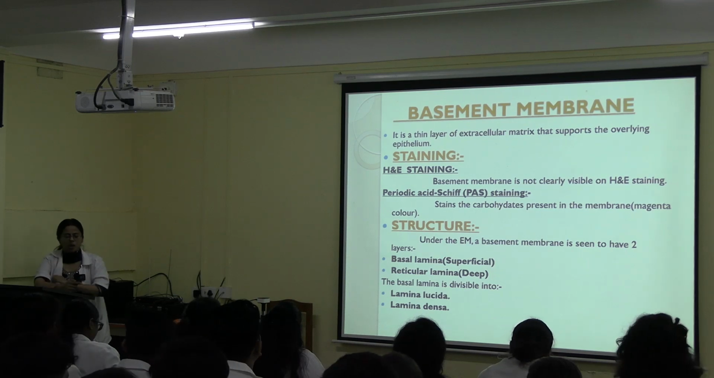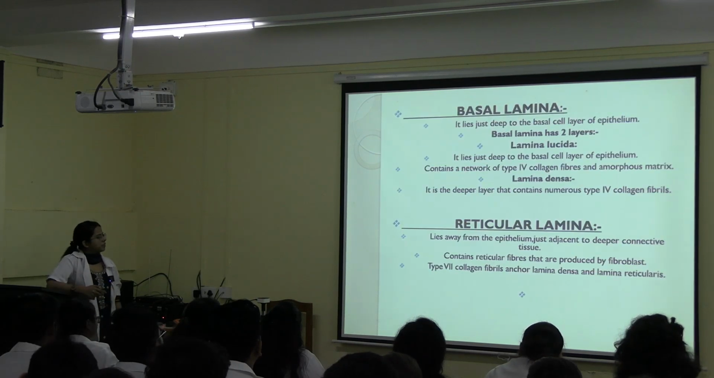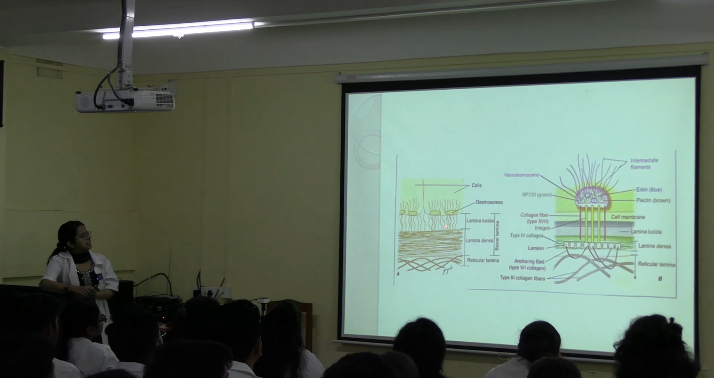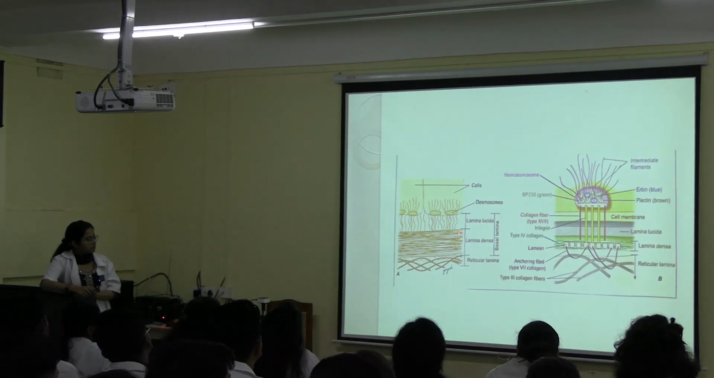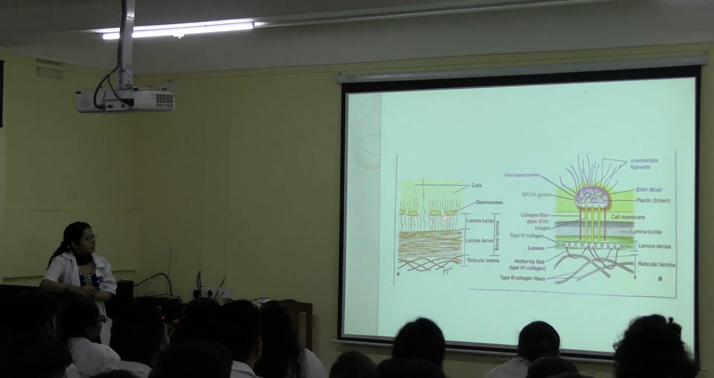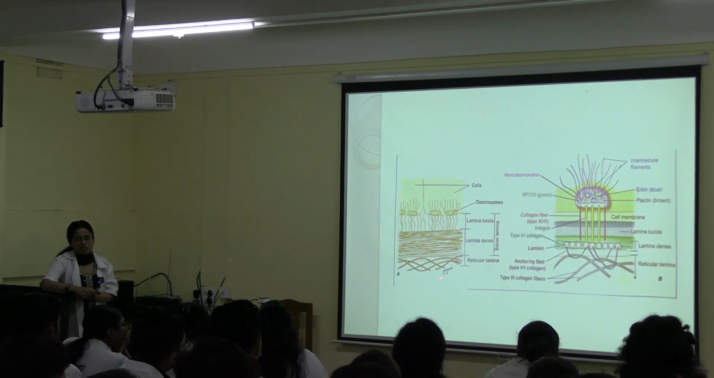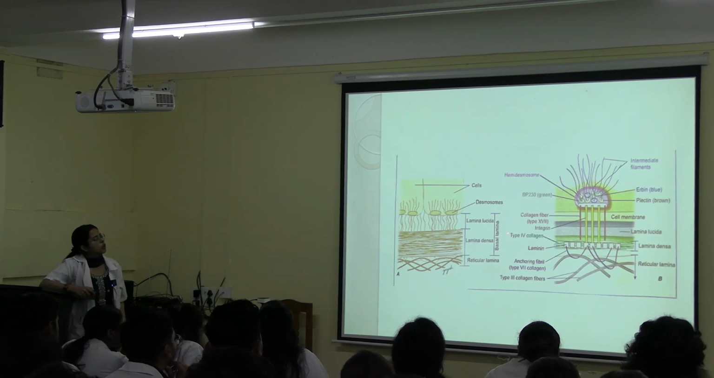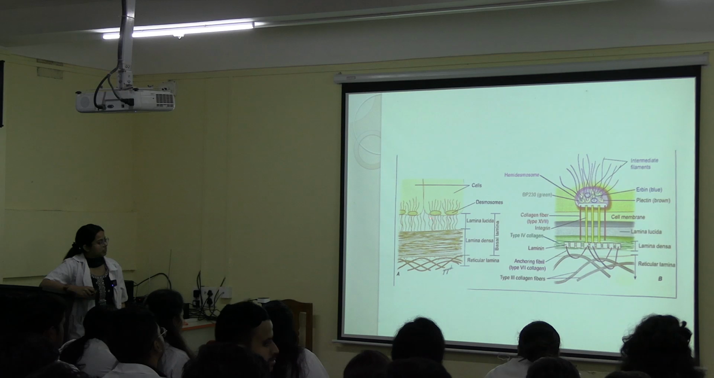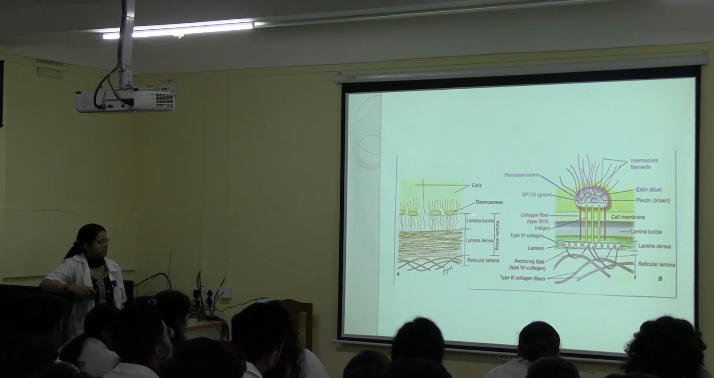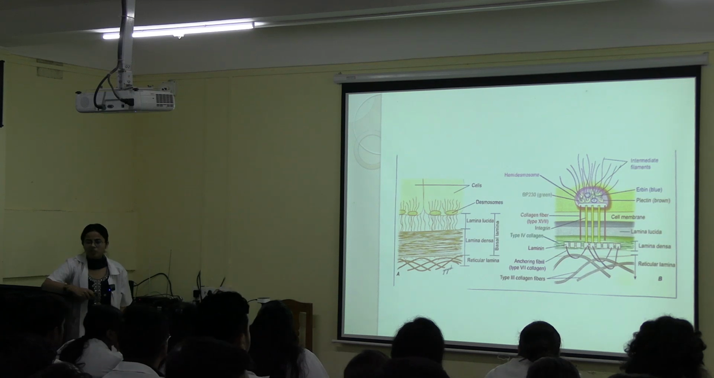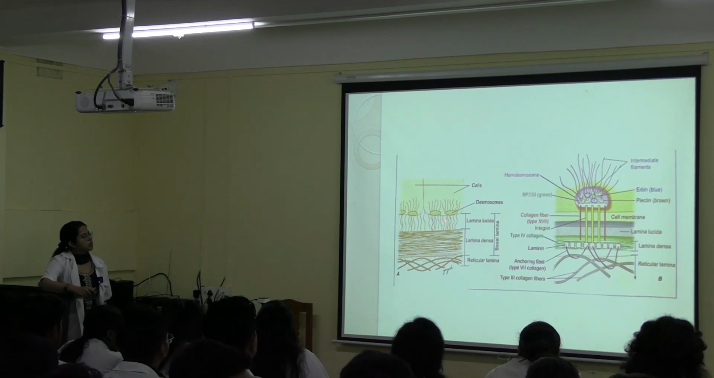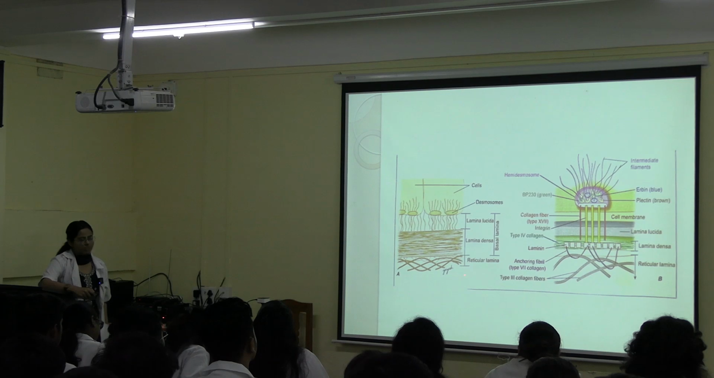Now about the structure of the basement membrane. See, this entire one is the basement membrane. These are the epithelial cells, and this entire one is the basement membrane. Basement membrane has two layers. One is this one, basal lamina. These two layers constitute the basal lamina, and this one layer is the reticular lamina. So basement membrane has two layers, basal lamina and reticular lamina.